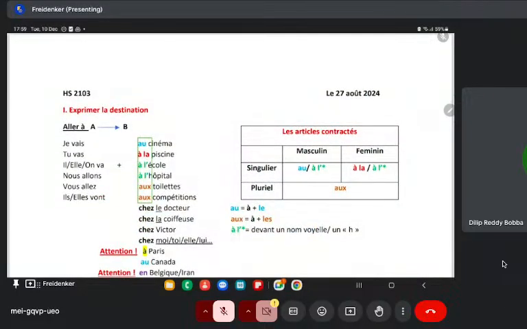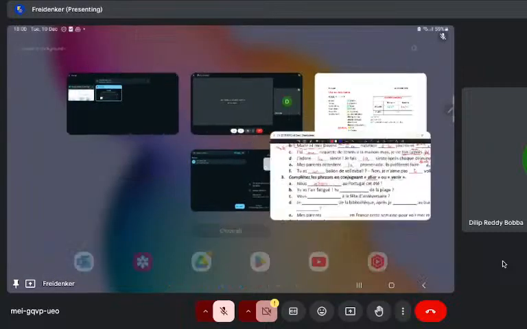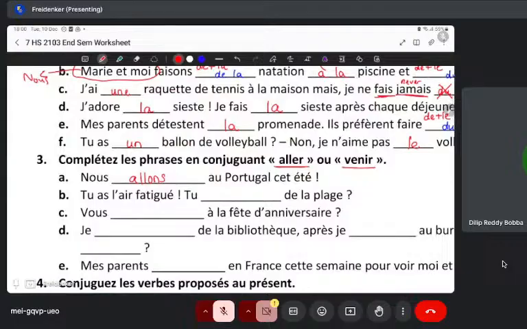Je vais, tu vas, il, on, elle va, nous allons, vous allez, ils, elles vont. The conjugation of aller is here. Aller means to go. So we are going to Portugal this summer. This is a masculine country. If you're going to a masculine country, you will get AU, because we saw AU Canada, to Canada.